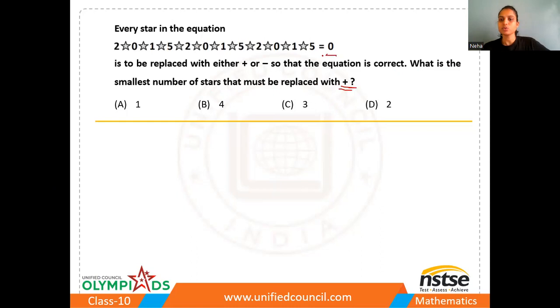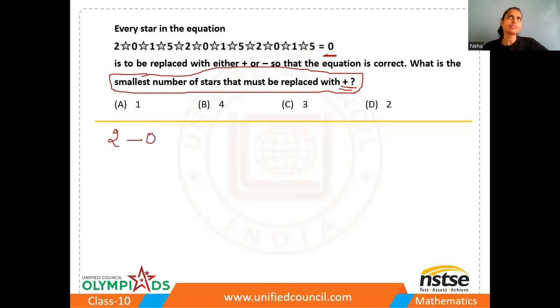Okay, so the solution should be 0, right? Okay, so I have to check with it. Basically, the smallest number of plus should be there. The rest of the numbers I have to do with plus only or minus only, right? So the first number is 2. 2 minus 0 is 2, 2 plus 0 is 2. So I can write minus because I need the smallest number of plus.